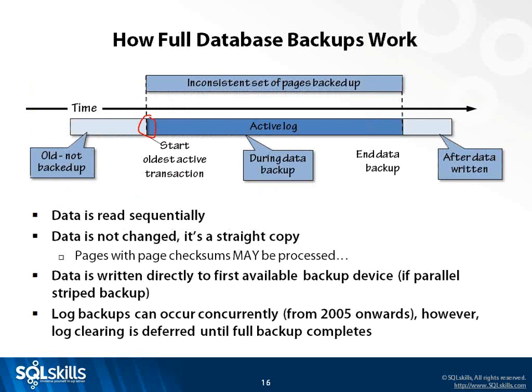What's going to happen? The first thing that's going to happen is the system's going to do a checkpoint, and that's going to flush out all changed data file pages so that what's in the data file is as up to date as possible. And then the system's going to back up all of the data file pages in the database. Right? Now at that point, where we get to here, the backup's not done yet, but it's finished backing up all of the data file pages.